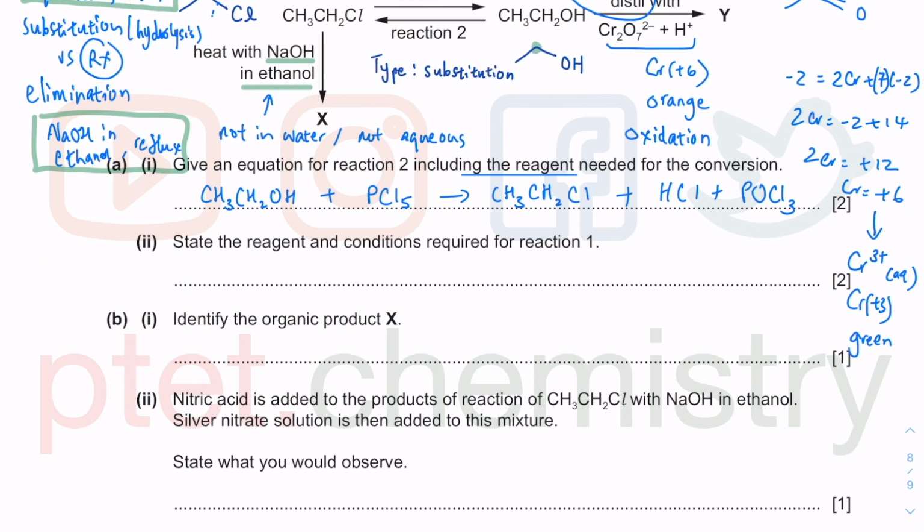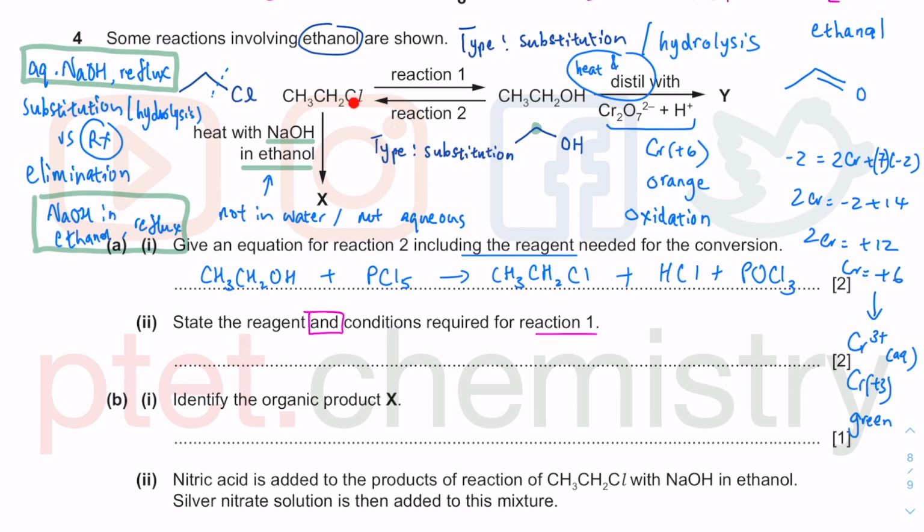State the reagent and conditions required for reaction 1. Reaction 1, as I mentioned, is a substitution of Cl with OH. You also know this as hydrolysis. Hydrolysis substitutions versus elimination. This is in aqueous OH. Aqueous means in water. So your NaOH is in water, in aqueous conditions. So we need NaOH. If I do bracket aqueous, without this aqueous, you will not get the marks. If you say NaOH in water, it is fine. And you have to reflux this reaction, just like you have to reflux for the elimination to happen as well.